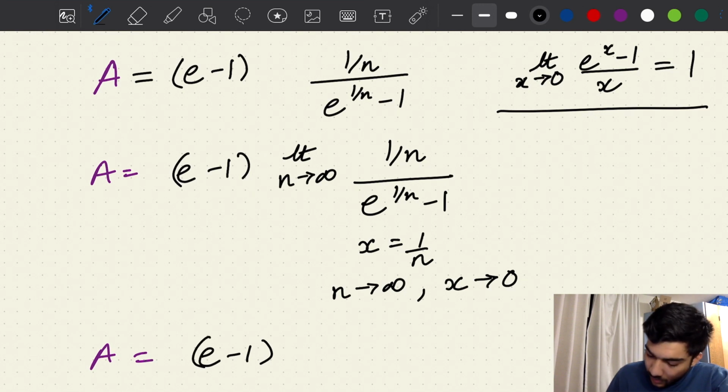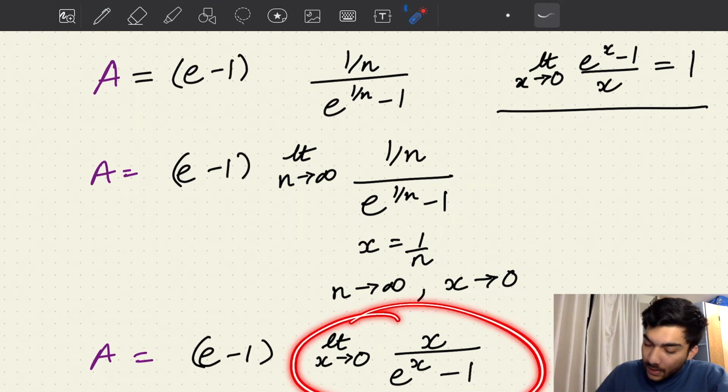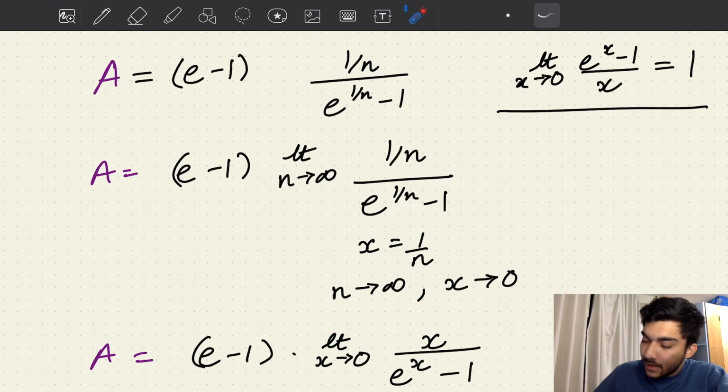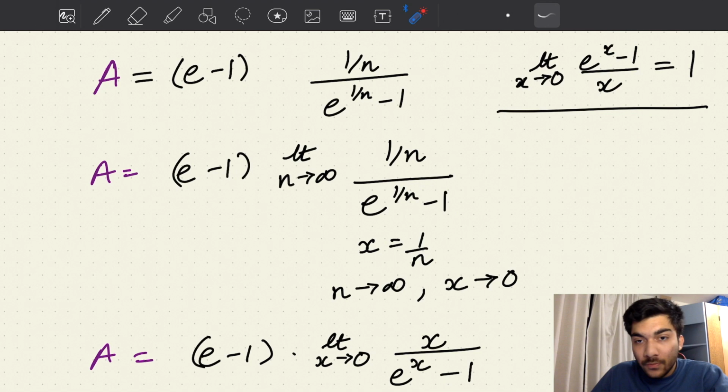So now my area becomes e minus 1, which is always in the front because it's a constant. My limit will become x tends to 0, 1 by n will be changed to x, e to the power 1 by n will be changed to e to the power x, and minus 1 will remain the same. And you see that this is exactly equal to this. It's basically the reciprocal of each other, but the limit is exactly the same, right? And I know based on the definition of this limit that I also proved in the video, that this limit will also be equal to 1.